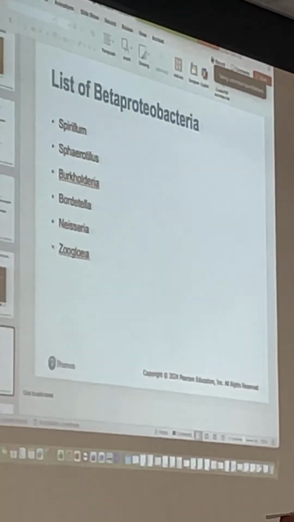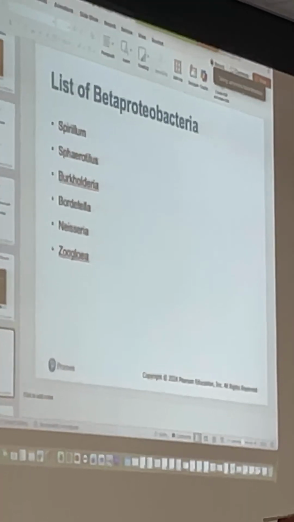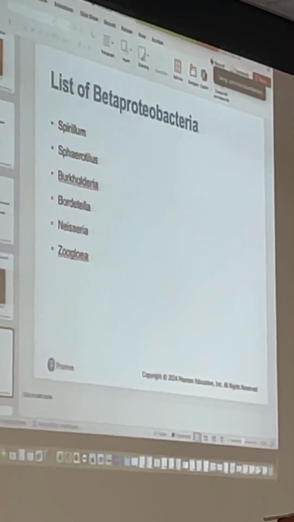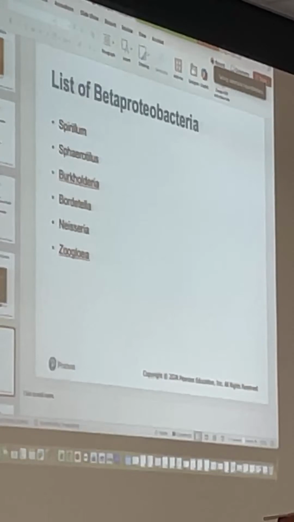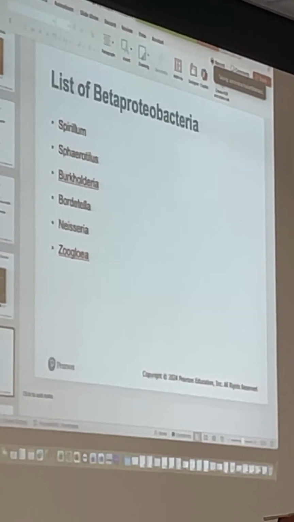So, what are the important proteobacteria I want you guys to know? I put a line next to Burkholderia, Bordetella, and Neisseria. Those are the three. Those are our three for today. So Burkholderia, Bordetella, and Neisseria.